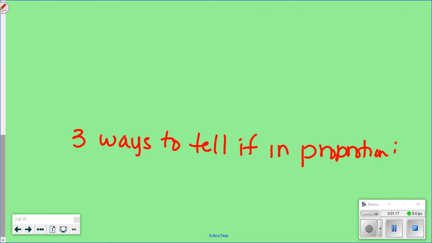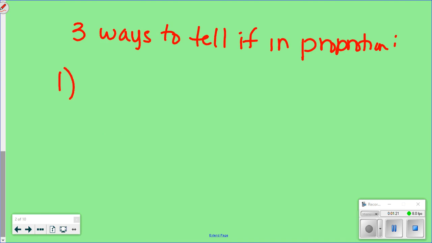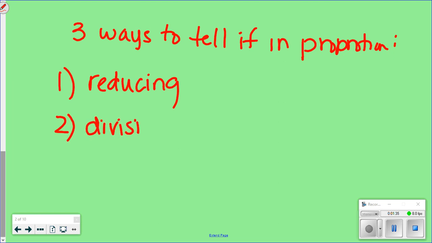Okay. So the first way, and I'm going to extend that again, is you can look at it and you can use reducing. And I'll show you how to use this a little bit more coming up. The second way you can tell if something is in proportion is by using division. And whatever happens here, it has to be the same. If you reduce things and they're the same, they're in proportion. If you divide things and they're the same answer, they're in proportion.